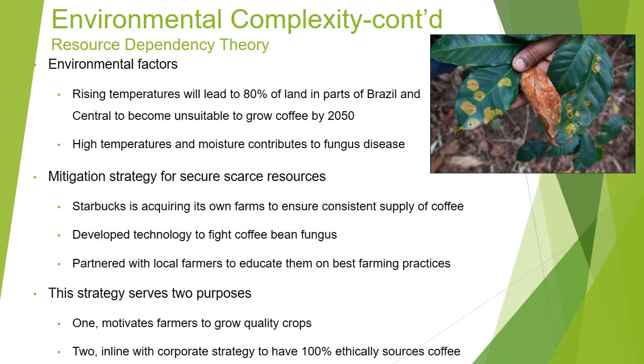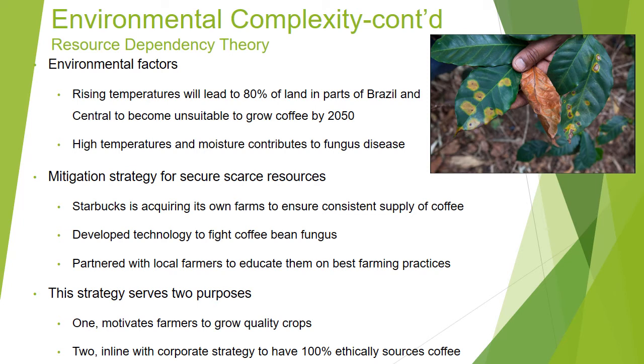From an environmental perspective, the coffee crop is dependent on the right combination of heat and moisture. Now, with rising temperatures, it is estimated that 80% of land in parts of Brazil and Central America will become unsuitable to grow coffee by 2050. And that's a 50% decline globally in the same period. This poses a significant challenge for Starbucks.